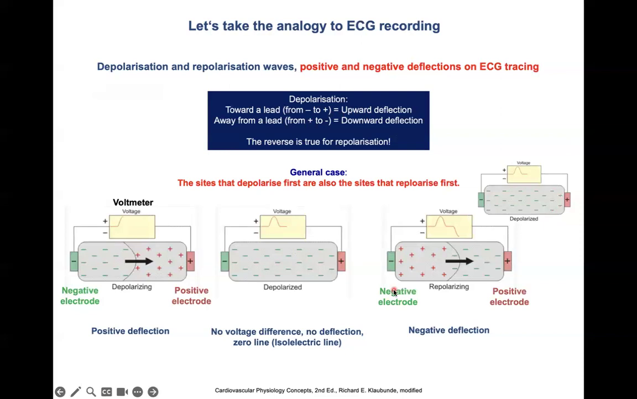Now we start the repolarization. Normally, the place which depolarizes first is also the place that repolarizes first. So now we have a repolarization wave going from the minus electrode to the plus electrode. According to this rule, it will give us the negative deflection. Please remember this rule, it will be very helpful.